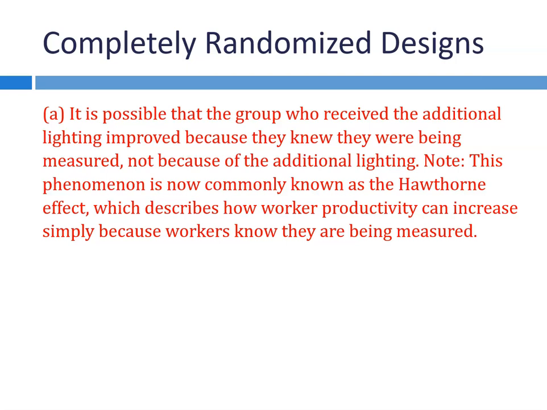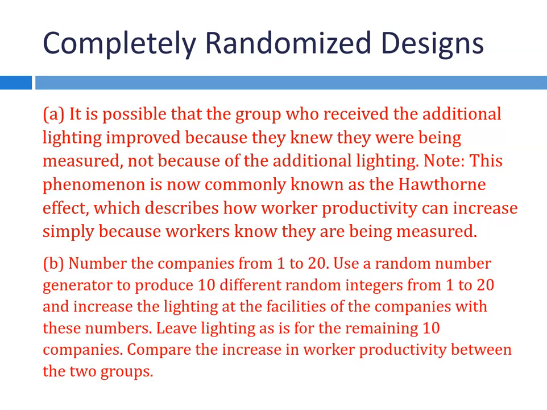Here's a fun little note. You don't have to write this down, but I thought it was a fun little fact. This phenomenon is now commonly known as the Hawthorne effect. You can Google it. It describes how worker productivity can increase simply because they know that they're being measured on it. So perhaps, as we said in the problem, they were looking at whether it would improve their productivity and they knew they were being measured.